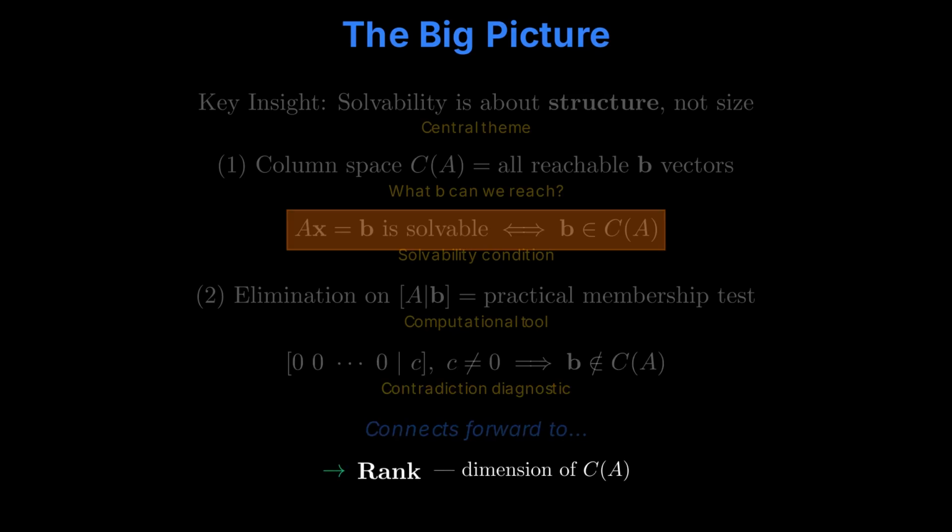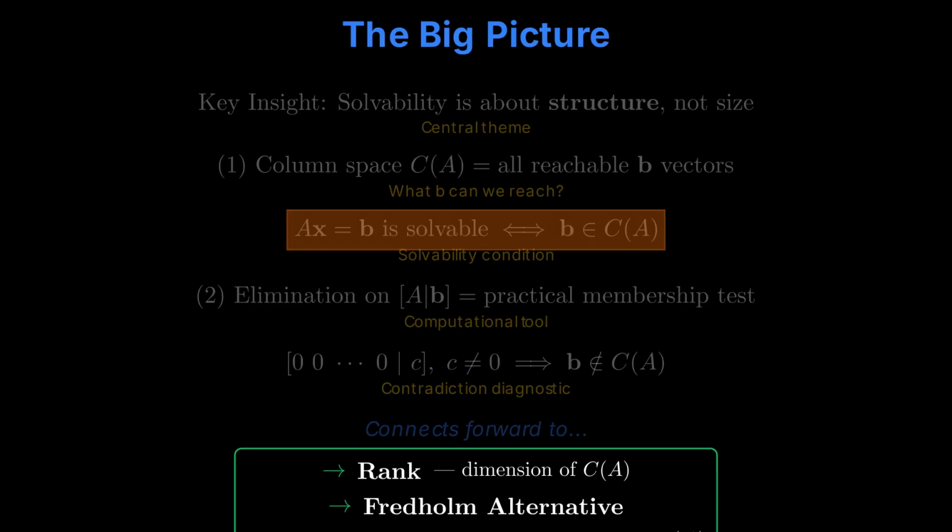This core idea connects to and underpins several important concepts going forward. First, the concept of rank, which measures the true dimensionality of the column space. Second, the Fredholm alternative, a deeper theoretical statement about when solutions exist. And third, the structure of complete solutions, which are built by combining a particular solution with the null space of A. These are the ideas we'll explore next.